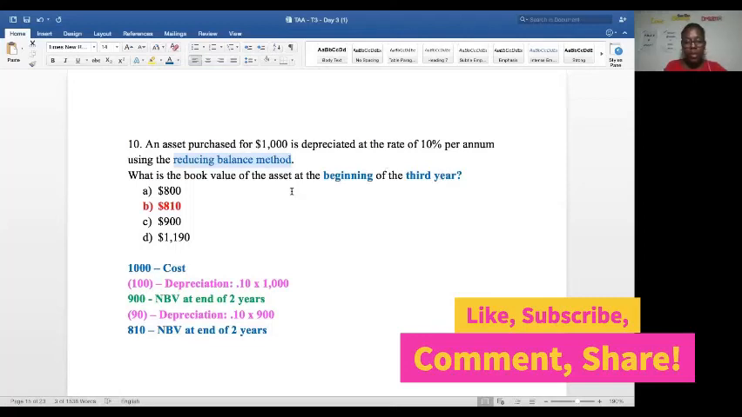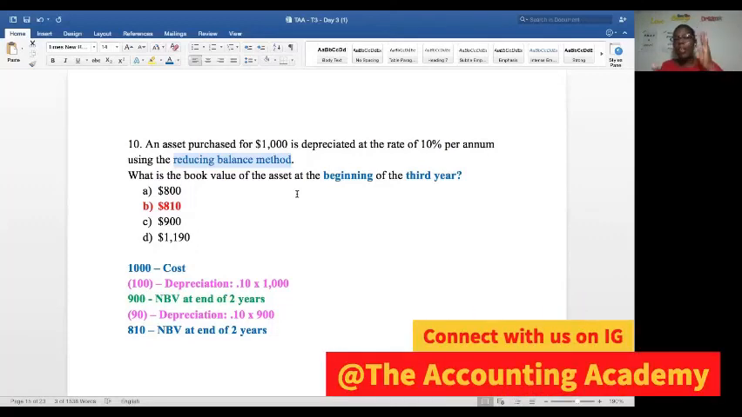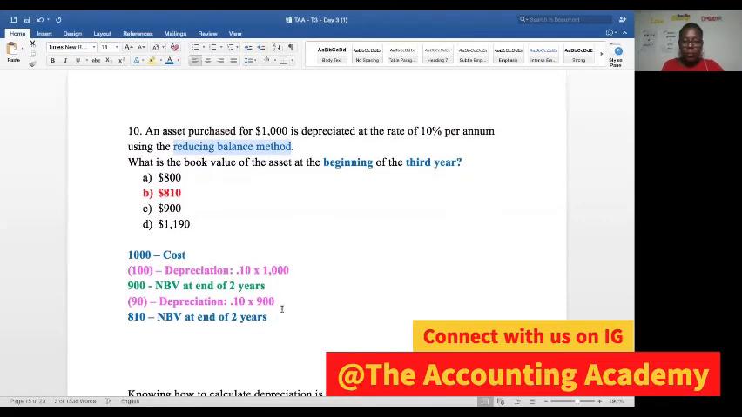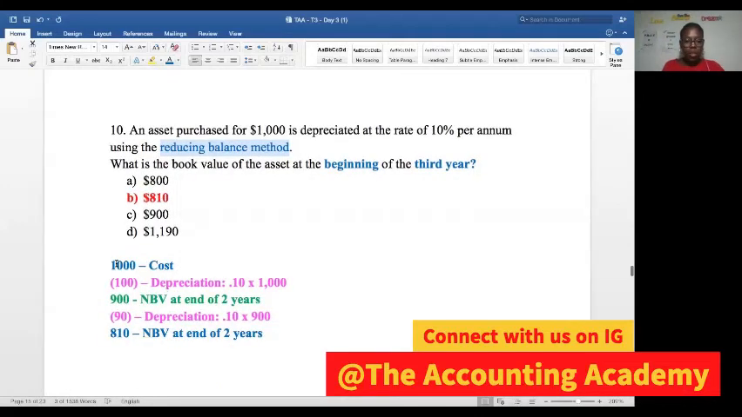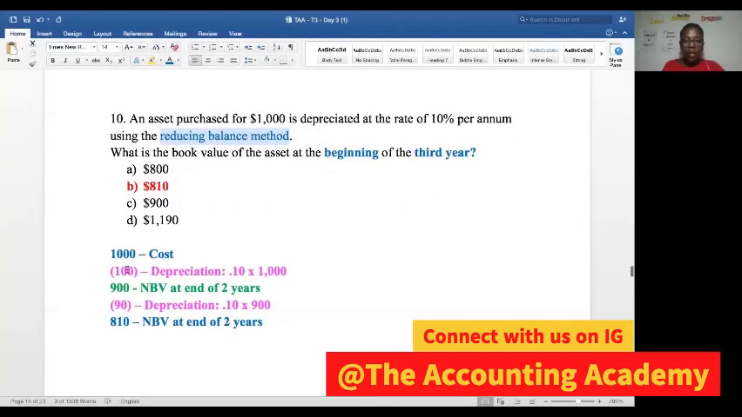Now, this is a past paper question. Very important: something to note is that the asset value at the beginning of the third year is the same asset value you're going to have at the end of the second year. All right? So let's look at what I would have calculated here. I start with my cost, which is $1,000. I take away my 10% for the first year. This is depreciation for the first year, which is just 10% of 1,000, 10% per annum using the reducing balance. That's going to give me a net book value of $900.